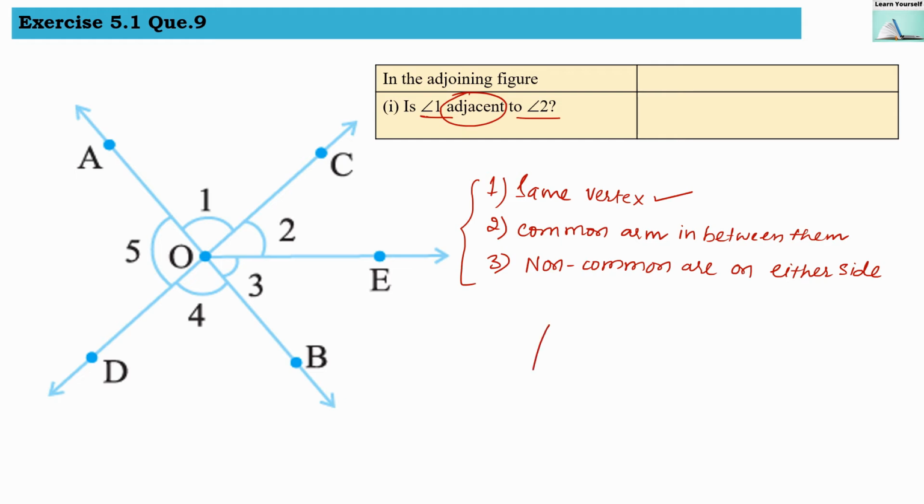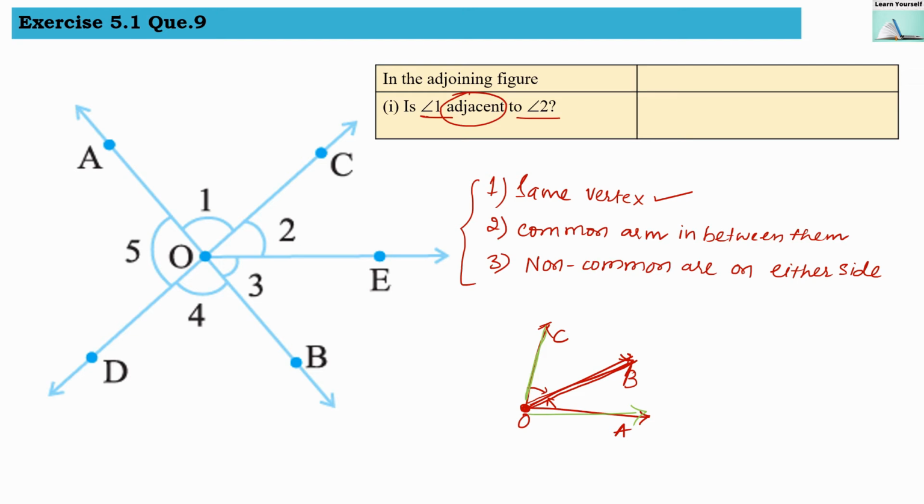If I show you, it has to be something like this. So here these two angles are adjacent to each other as they are sharing the same vertex, and they are having a common arm in between them. This OB is a common arm in between them. Third, non-common arms on either side. So OC and OA are non-common arms and they are on either side of the common arm. So these three conditions should be fulfilled by these two angles.